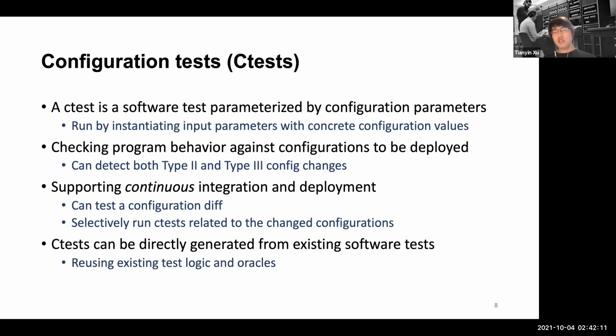And last but not least, we later realized that C-tests can be directly generated from existing software tests. This turns out to be extremely powerful because all the mature software projects already have so many tests. Since we can transform those tests into C-tests, we get a huge amount of power to test those configuration changes.